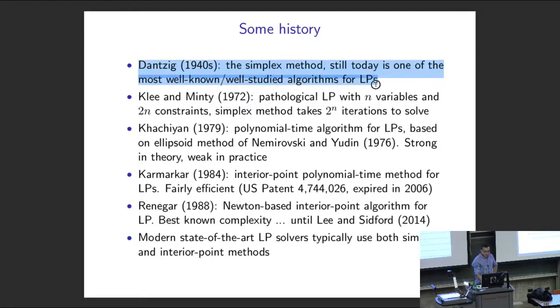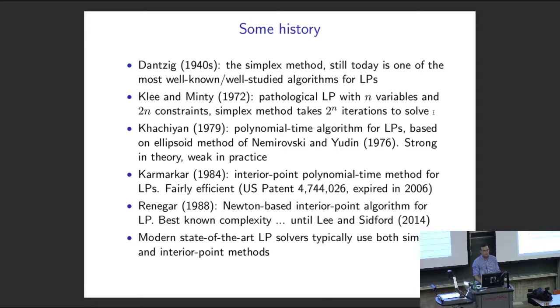The simplex method, unfortunately, has instances for linear programs with n variables where it takes 2 to the n iterations. So it's not a polynomial time algorithm. And when people saw this, there was a kind of worldwide quest, so to speak, to come up with the first polynomial time method for linear programs. That was a very big interest in optimization.